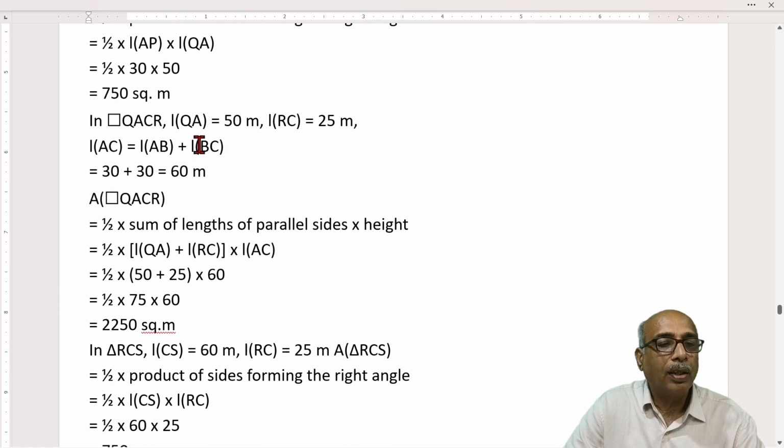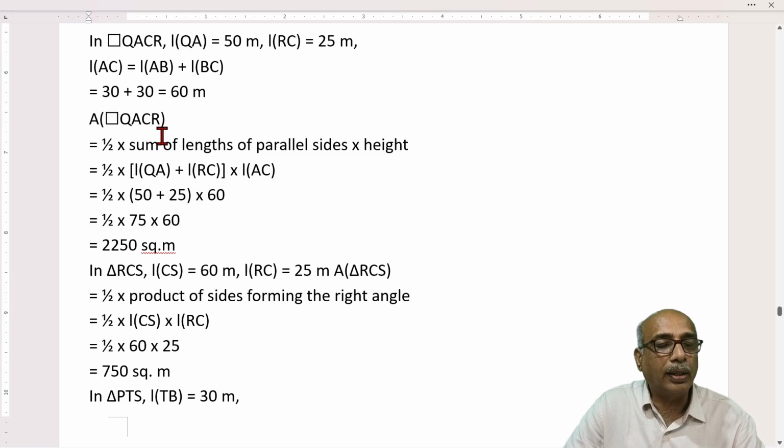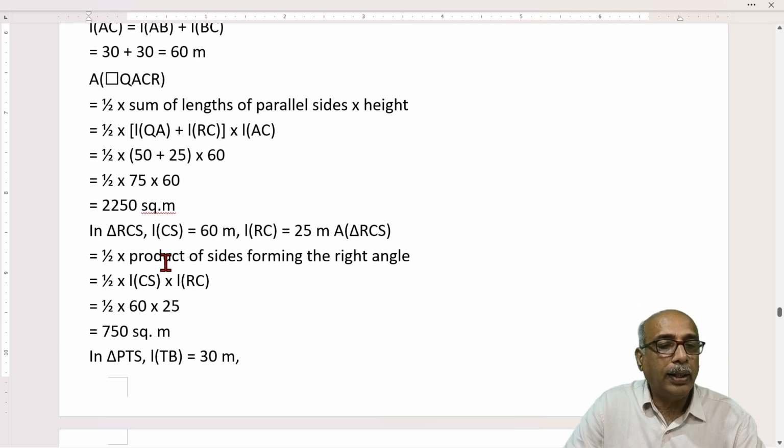So in quadrilateral QACR, QA equals 50, RC equals 25 meter, length AC equals AB plus BC equals 60 meter. So area of quadrilateral QACR equals half into sum of lengths of parallel sides into height. So half of 50 plus 25 into 60. Add this first. So half of 75 into 60, 2 ones are 2, 2 30s are 30, into 75 is 2250 square meter.